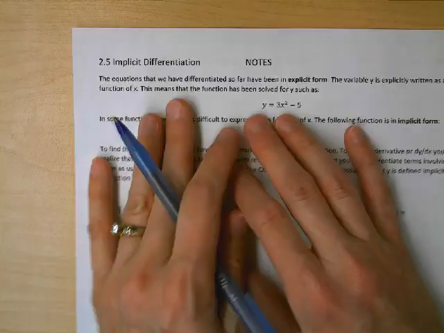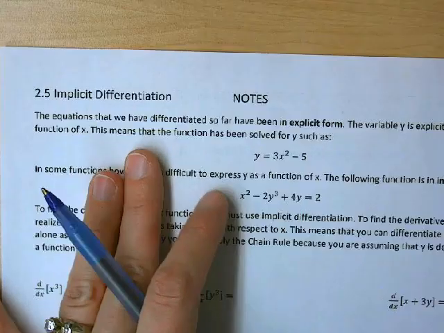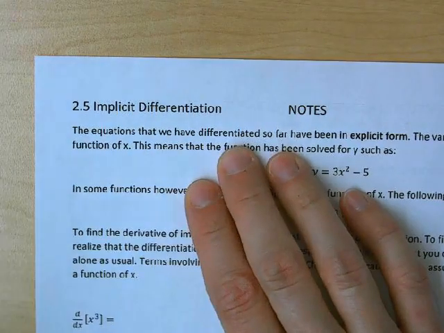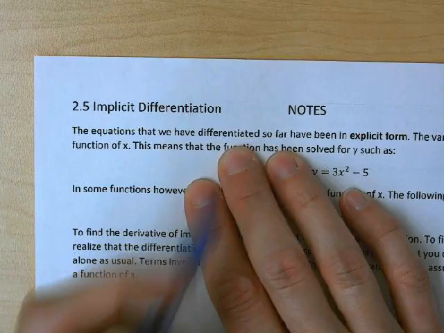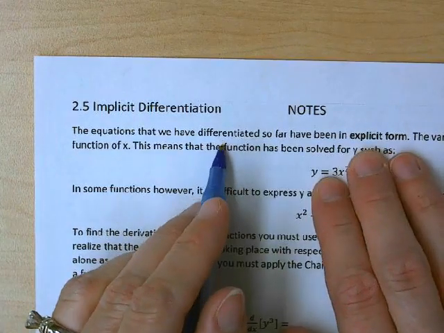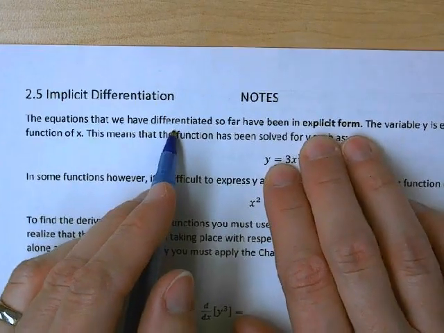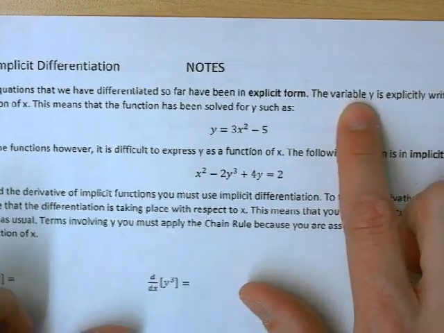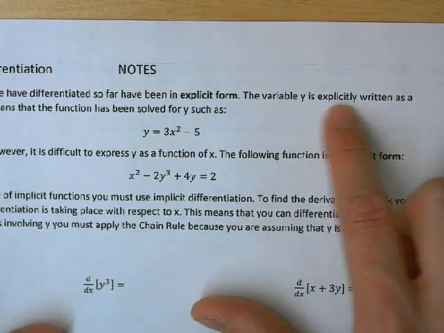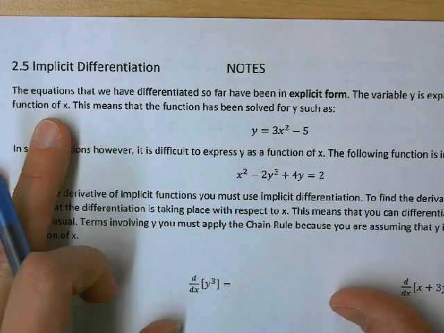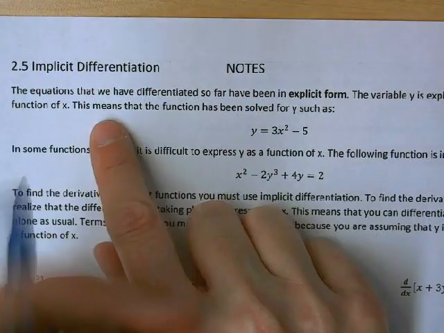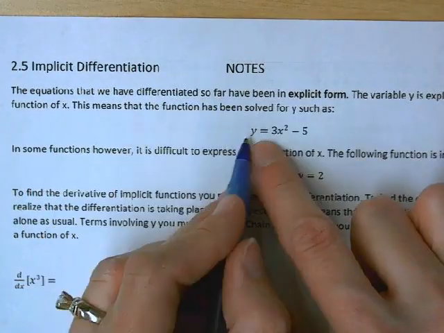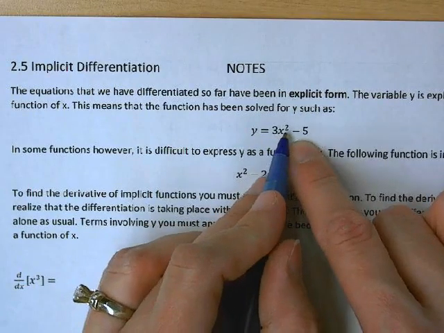and talk about what that means and how to find it. So far we have been finding the derivatives, differentiating problems that have been in explicit form. When it's in explicit form, it means the problem is solved for y. It says the y variable is explicitly written as a function of x. So it just means that we've been working on problems that have been solved for y so far, like y equals 3x squared minus 5.